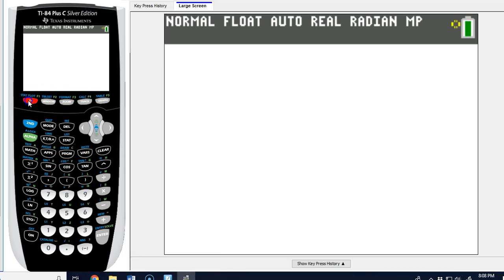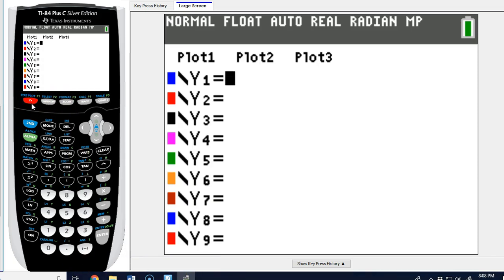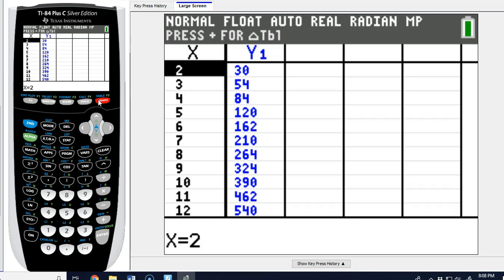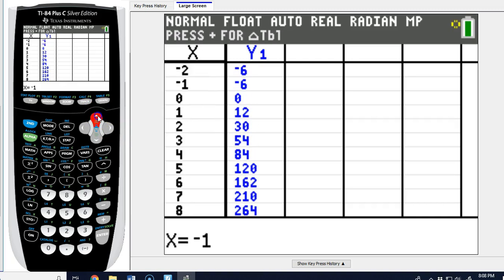So we'll go into our y equals. If you have your own calculator, you can play along. We're going to enter the function. We're going to hit second table. Now, what part of the table should we look at? Well, I don't see symmetry here at all. So I'm going to scroll up till I start to see it.